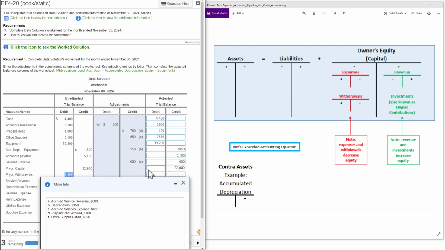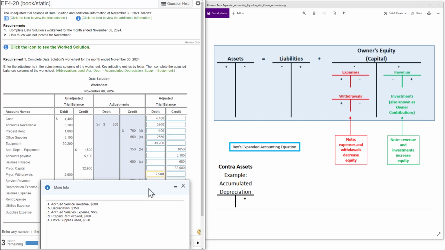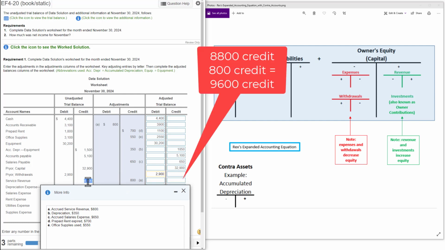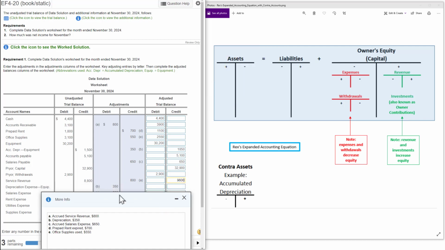Withdrawals is not adjusted. Make sure you put this as a debit. We had $8,800 of service revenue. We increase it by 800, so that gives us 9,600. Then we had 0 depreciation expense. We increase it by 350.